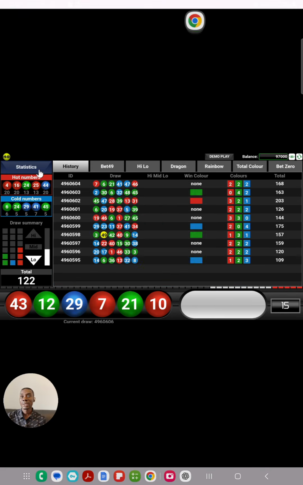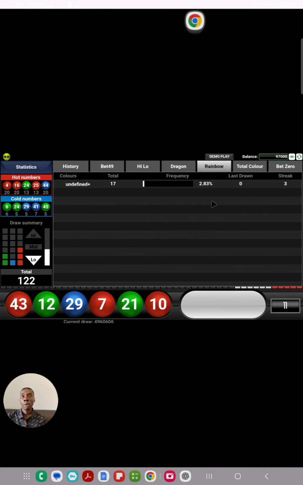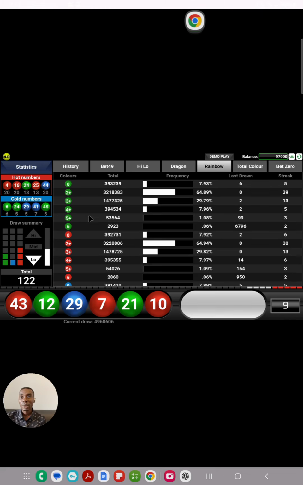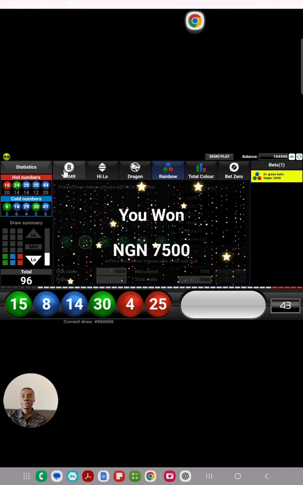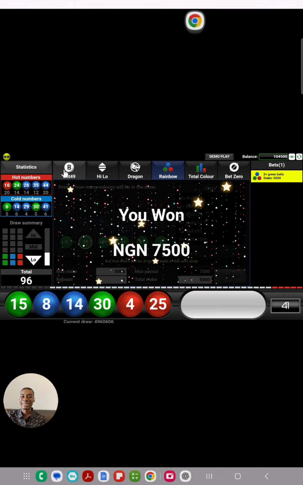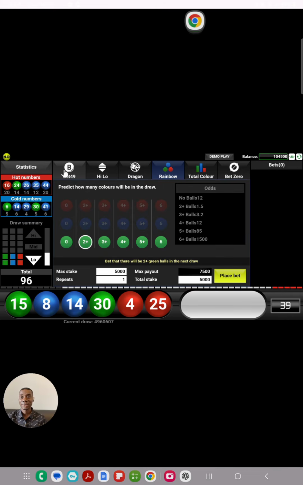Now if you look at the statistics, let's come to the statistics for the rainbow market for all time. Now for all time, look at the rainbow, 39 times strike, meaning that the green has appeared consecutively. It's possible for the 2 plus market to favor one particular color consecutively for straight 39 times. You know what that means, right? So we don't care. We will keep going on.